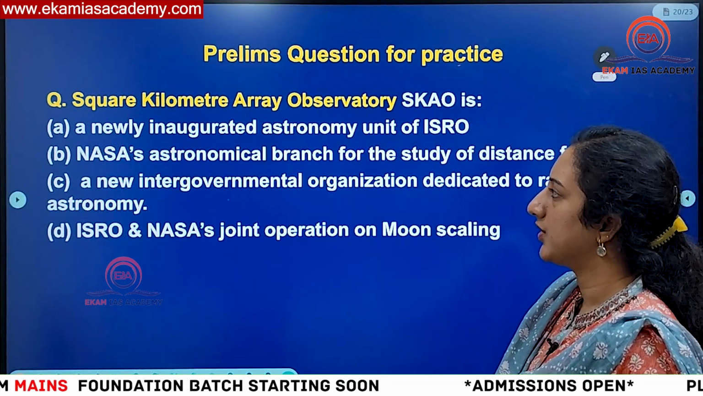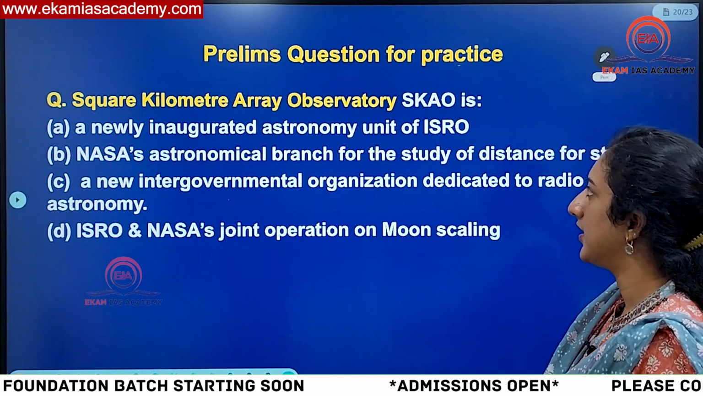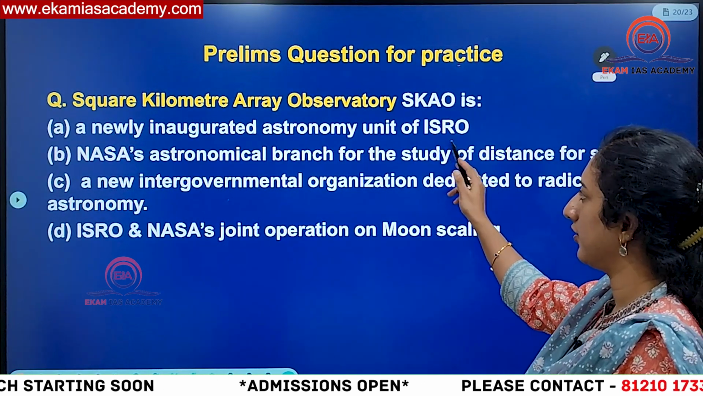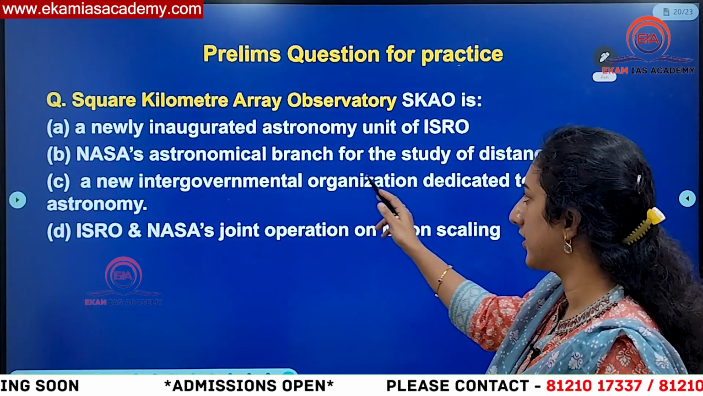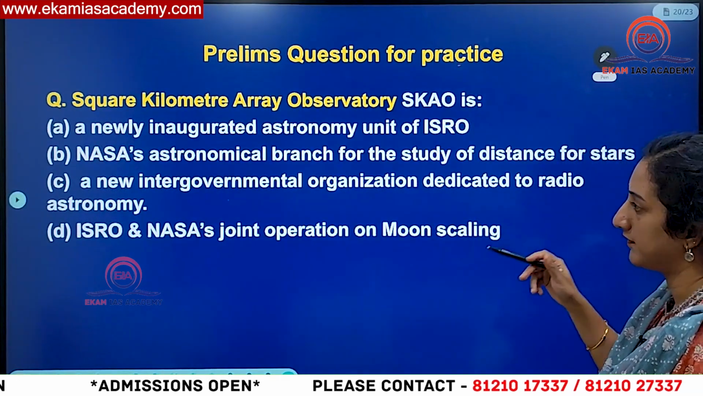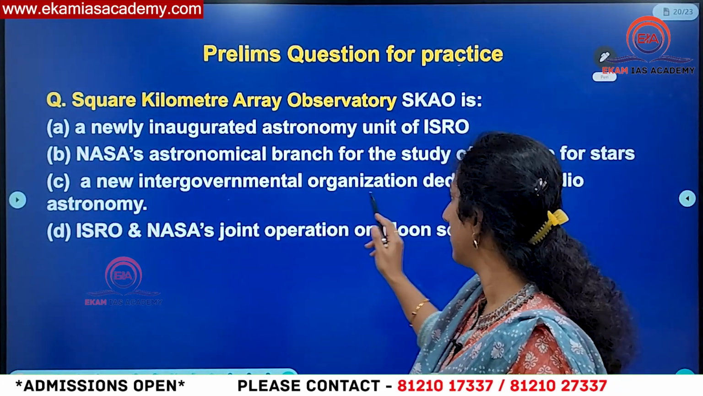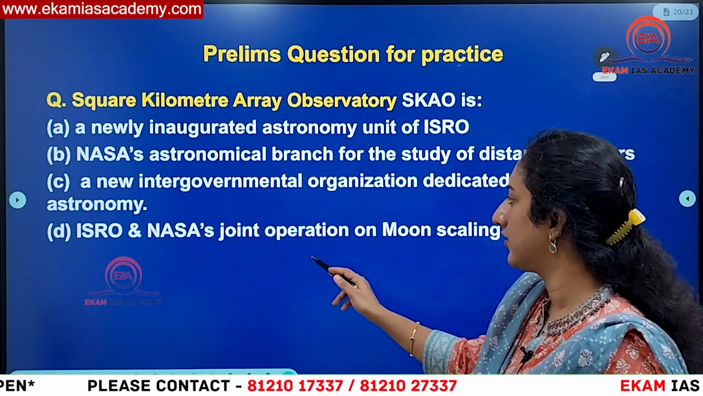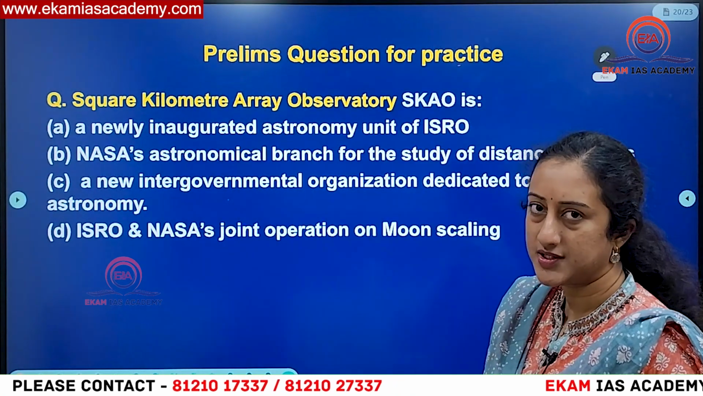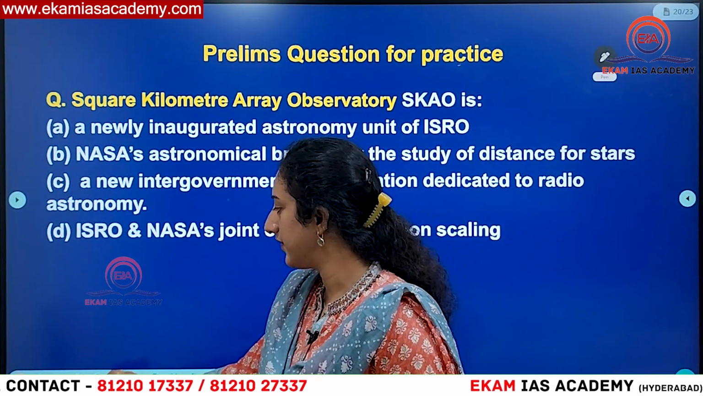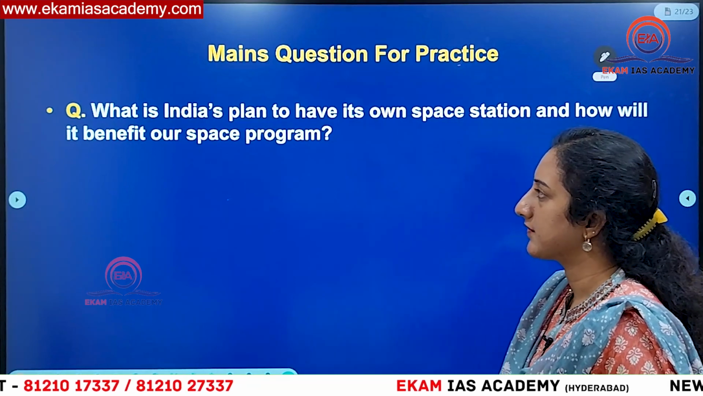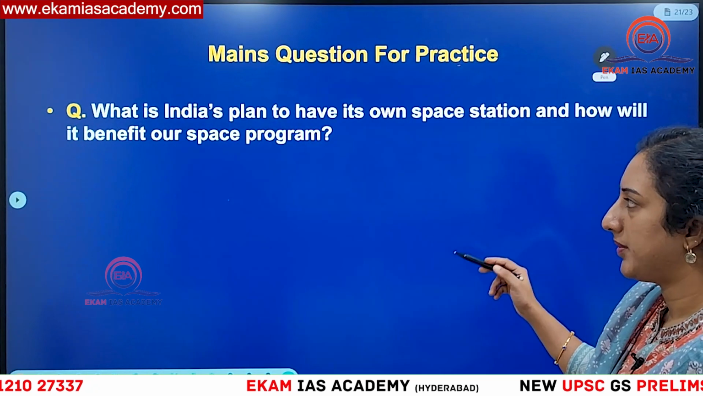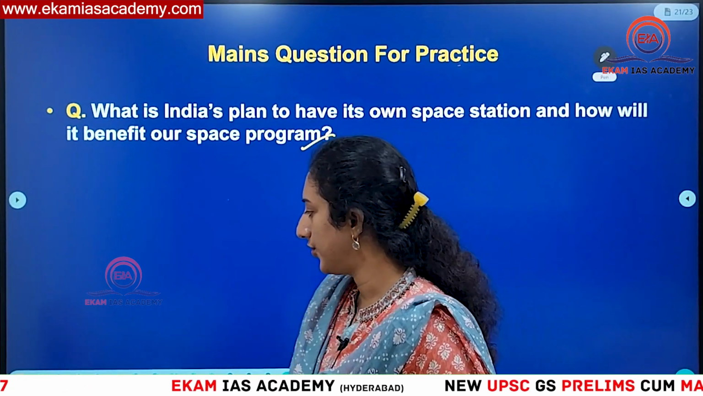Then the practice question for today: Square Kilometer Array Observatory, SKAO, is which of the following? A newly inaugurated astronomy unit of ISRO; NASA's astronomical branch for the study of distance from the stars; a new intergovernmental organization dedicated to radio astronomy; or ISRO and NASA's joint operation with respect to moon scaling. These are the options given. Choose the correct option. And the main question is, what is India's plan to have its own space station, and how will it benefit our space program? This was already asked in UPSC Mains.